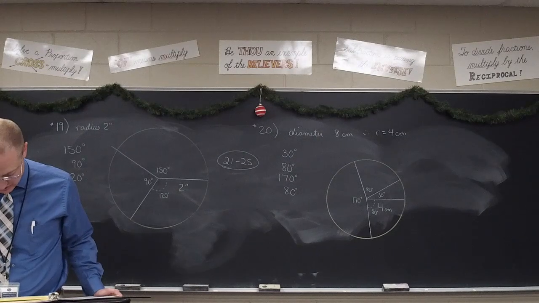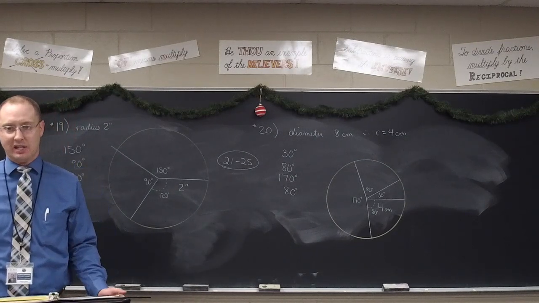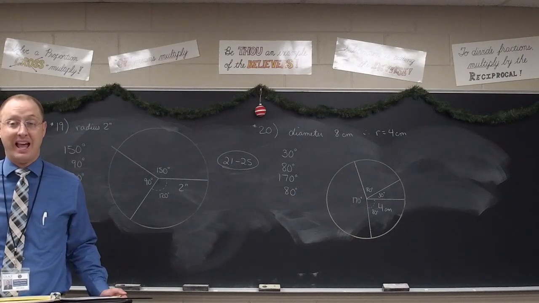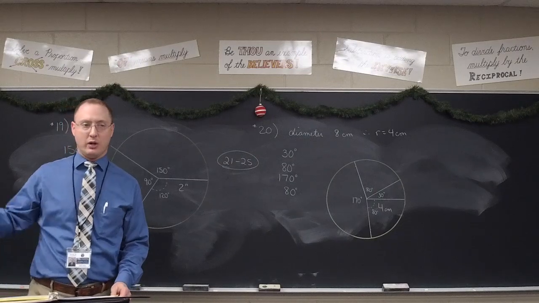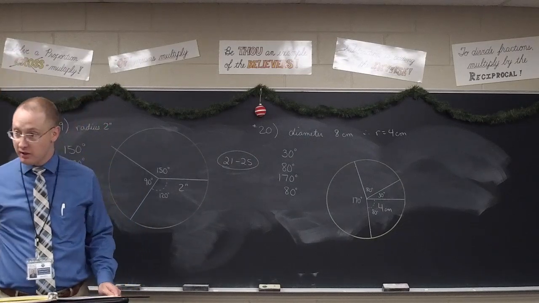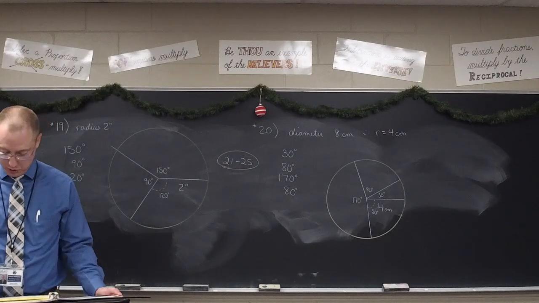Number 21 says this: if angle C and angle D are complementary angles, what does that mean, Kirsten? 90 degrees. It adds up to 90 degrees. And angle D is 45. What's the measure of angle C? Volunteer, Corey. 45. Also 45 degrees, so a complementary angle that's equal to its complement.